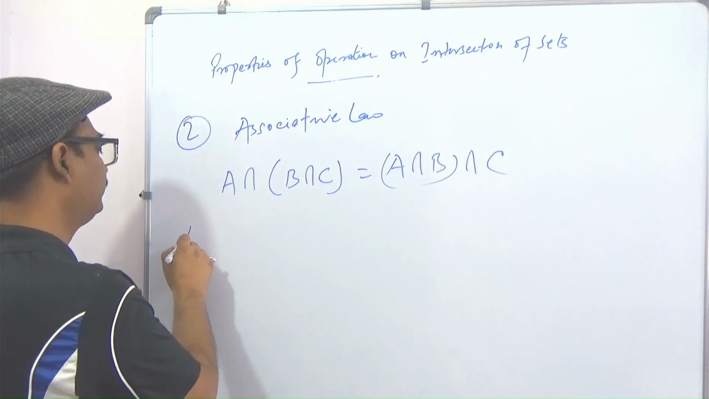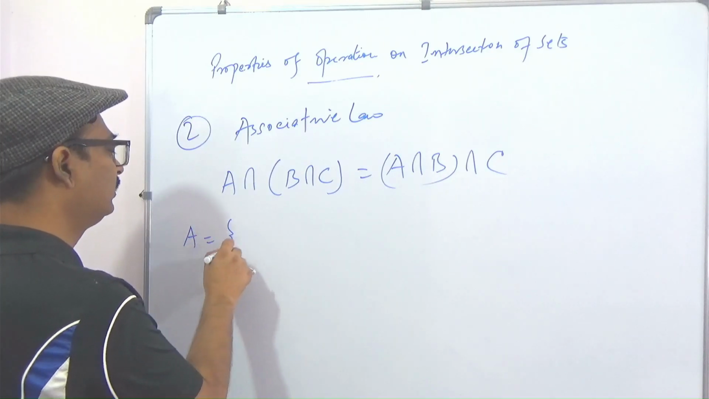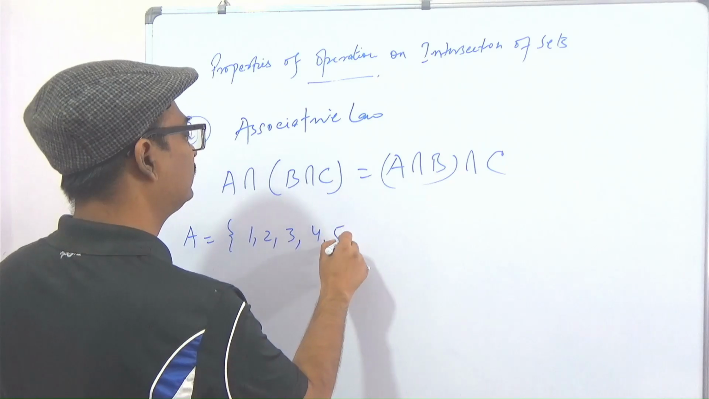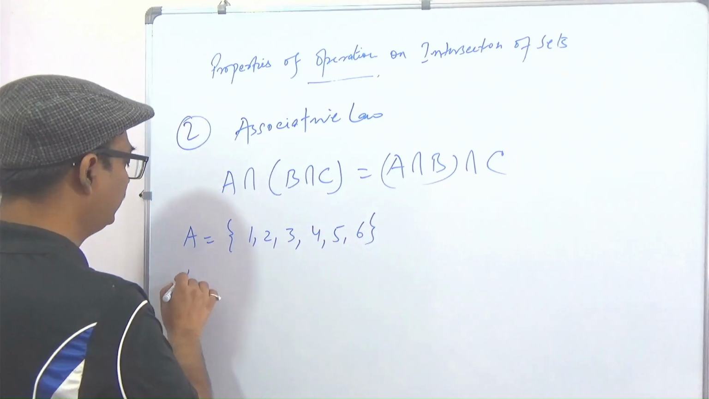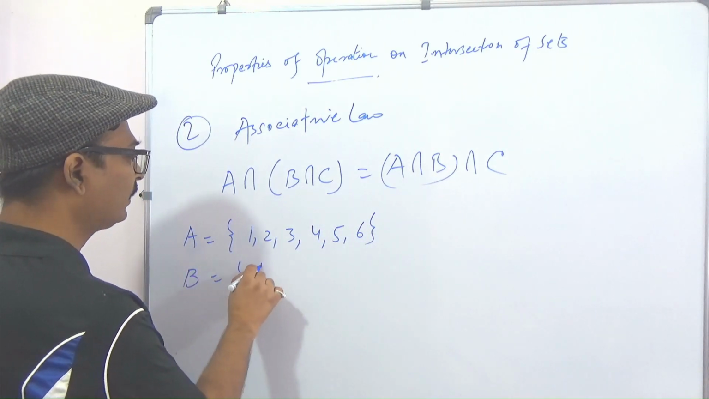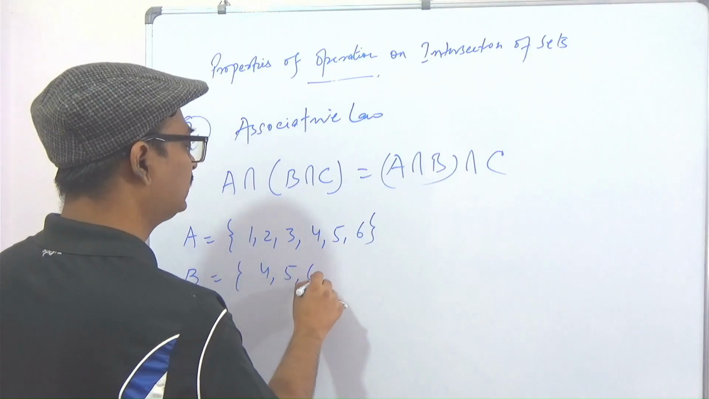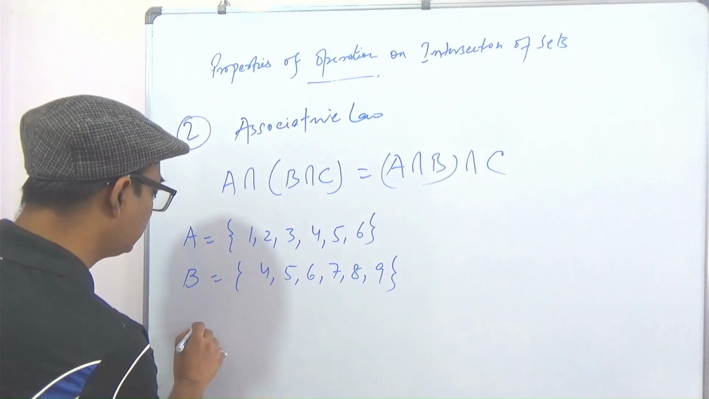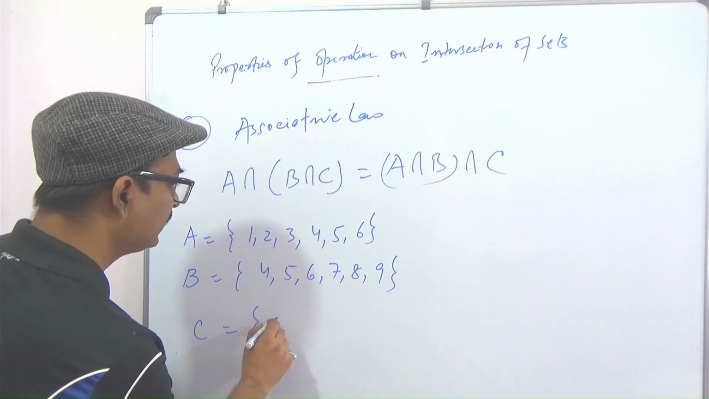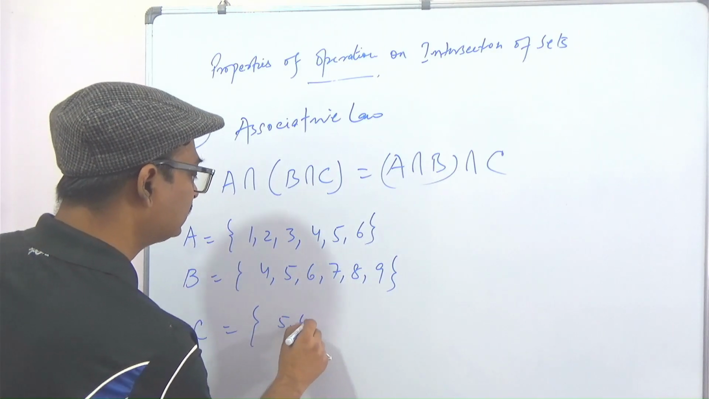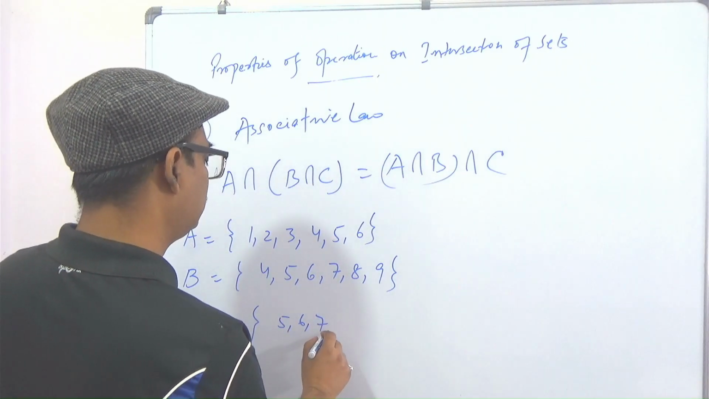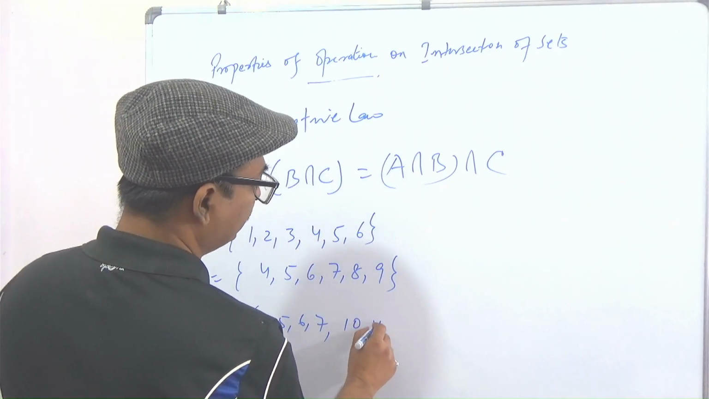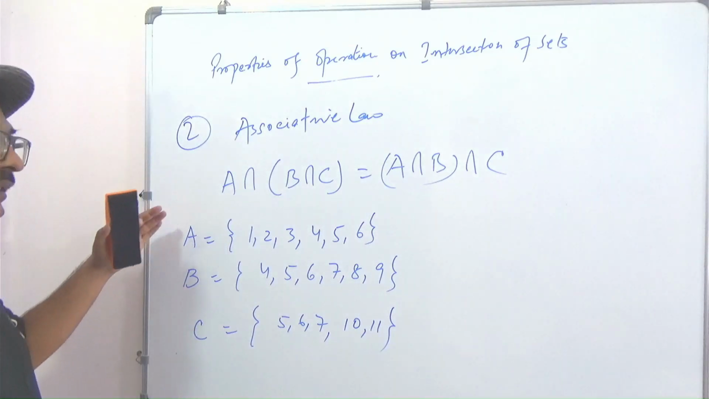Let's say we have A: 1, 2, 3, 4, 5, 6. We have B: 4, 5, 6, 7, 8, 9. And we have C: 5, 6, 7, and then we have 10, 11. This is A, B, C.